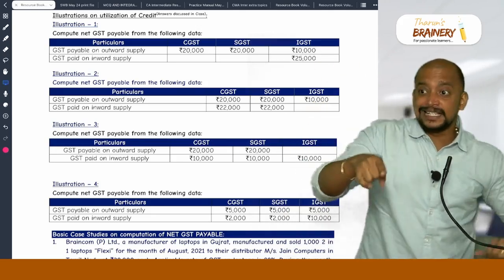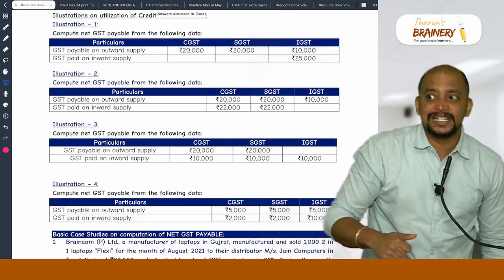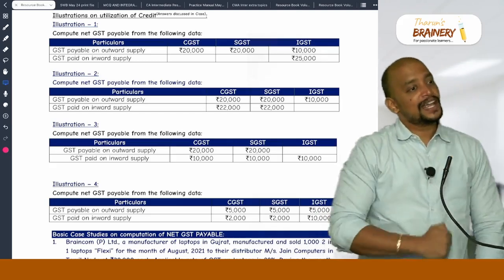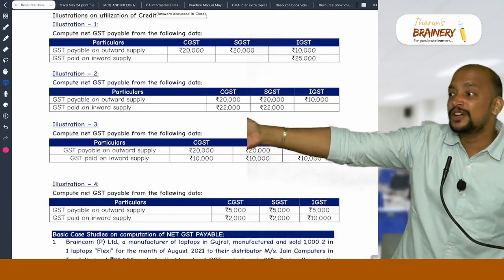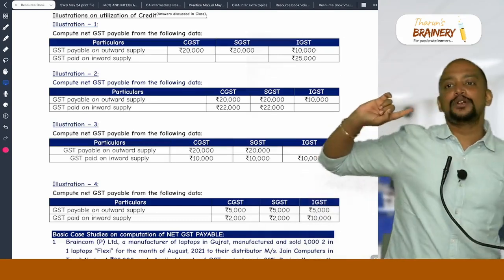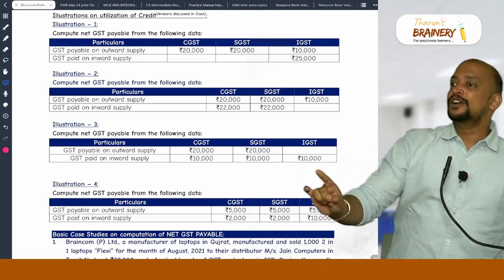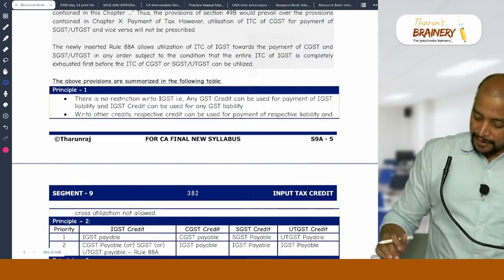Can I take ITC of the CGST, SGST? Yes. Can I take ITC of compensation cess? No. Why I cannot take? Because in my outward supply, I don't have compensation cess. Understood? So compensation cess can be utilized only for payment of compensation cess. Okay, so you just write down that information here.